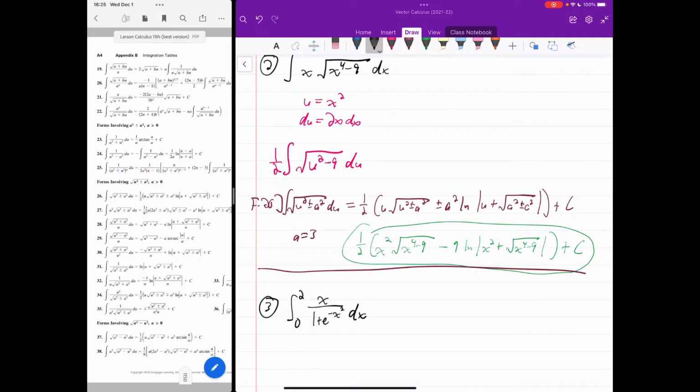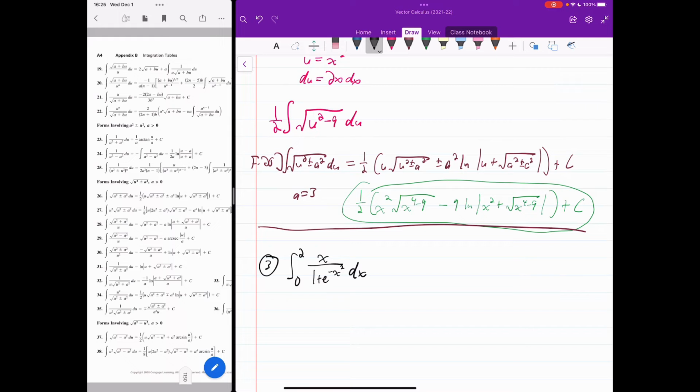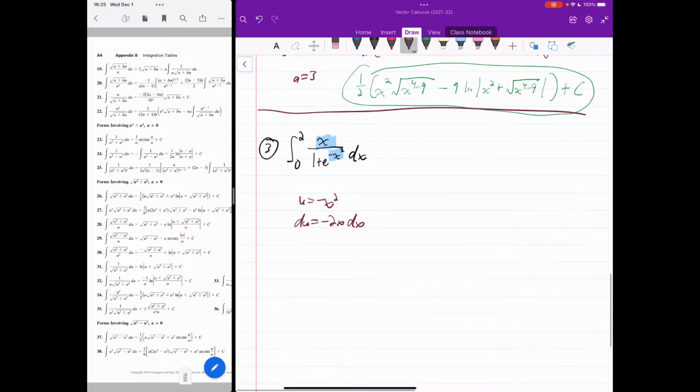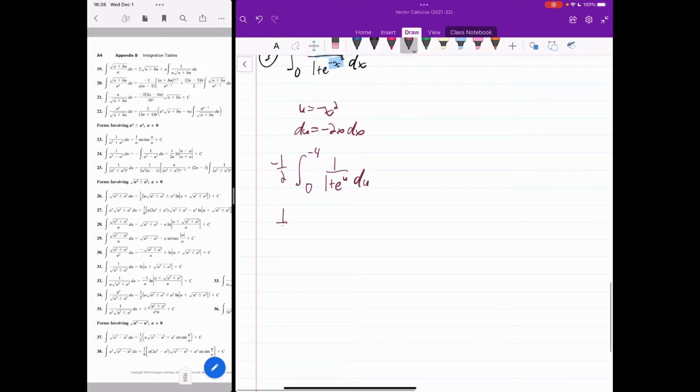Okay. So here we go. You should be able to recognize first, before you decide on a u or anything like that, that I would kind of expect you to see that that thing's going on. So if I let u equal negative x squared, du is equal to negative 2x dx, which means I'm going to pull that negative 1/2 out and change my limits from 0 to 2 to 0 to negative 4. The x's cancel, and I get 1 over 1 plus e to the u du. I'm going to make one more alteration, which is to switch the order of the limits. So then I get 1 over 1 plus e to the u du.